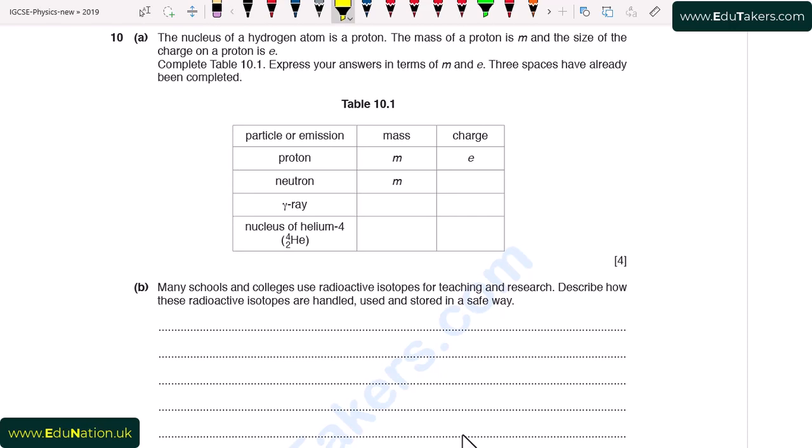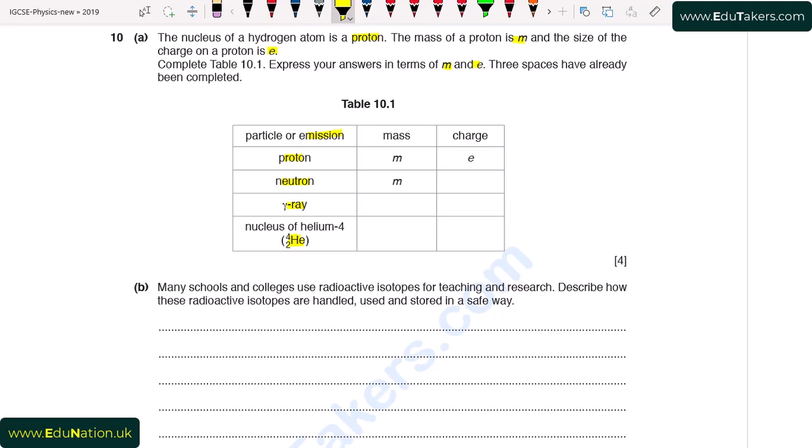Question number 10, part A. The nucleus of a hydrogen atom is a proton. The mass of the proton is m and the size of the charge on the proton is e. Complete table 10.1. Express your answers in terms of m and e. 3 spaces have already been completed. So here is table 10.1 in which the particles or emissions are proton, neutron, gamma rays, and nucleus of helium-4, that is He, with atomic number 2 and mass number 4. So we have to complete this table.